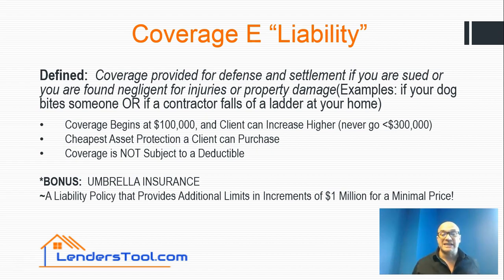So coverage E, liability. This is going to be coverage that's going to take care of you for defense and settlement if you're sued and found negligent for injuries or personal property damage to somebody else. For a prime example, if your dog bites somebody, or if you have a contractor in your house and they fall off a ladder at your home and decide to sue you, I've seen it happen, then you'll see that this is where your liability coverage is going to come in and protect you.